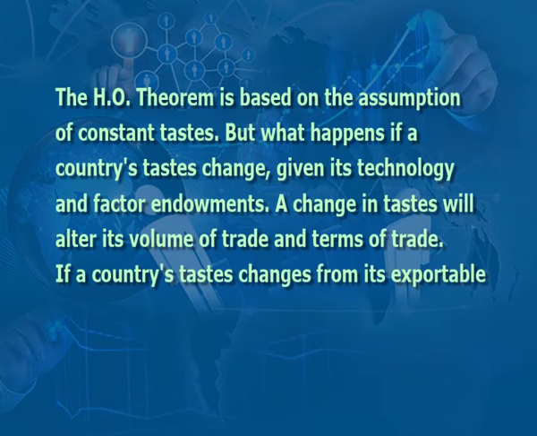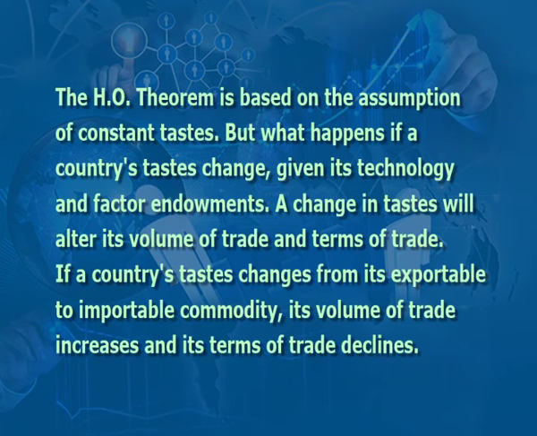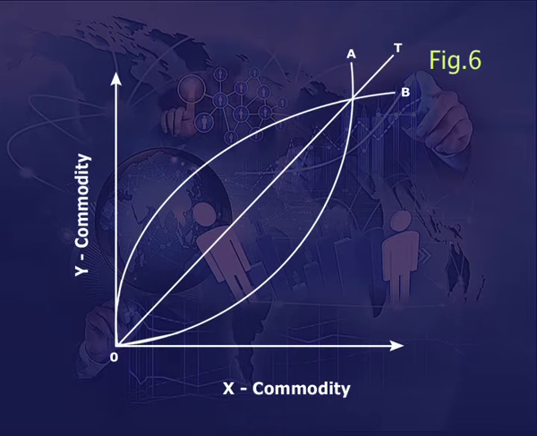If a country's tastes change from its exportable to importable commodity, its volume of trade increases and its terms of trade decline. On the contrary, a change in tastes from its importable to exportable commodity reduces its volume of trade and improves its terms of trade. This is explained in terms of the offer curves in figure 6, where OA is the offer curve of country A and OB of country B.